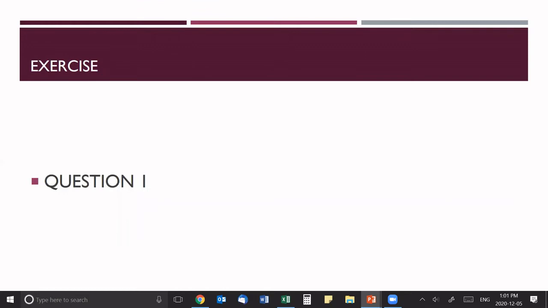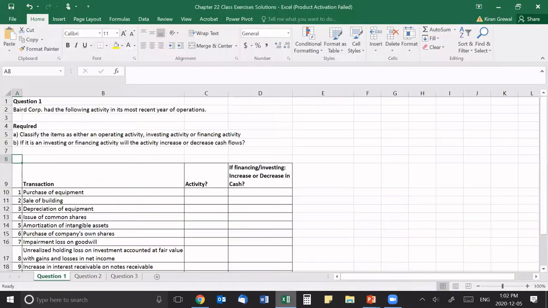All right, so let's go to question 1. If you open up your Excel, chapter 22, class exercises, we have 3 questions here. The first question asks you to classify items as either an operating, investing, or financing activity. If it's an investing or financing activity, think about whether the activity is going to increase or decrease cash flows. So what I want you to do now is pause this video and attempt this question on your own. If you're looking at my split in the PowerPoint, try to figure out where all these activities are going to go, either in operating, investing, or financing, and if it's investing or financing, whether it's going to increase or decrease cash. Then you can unpause to watch the take up, which we will do right now.